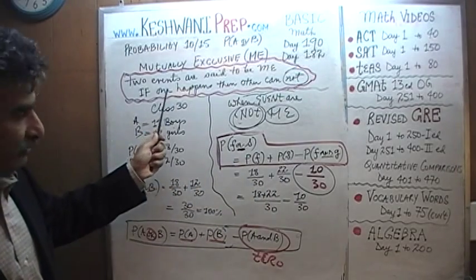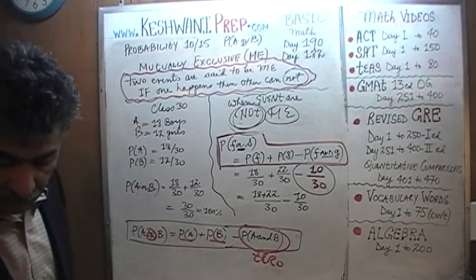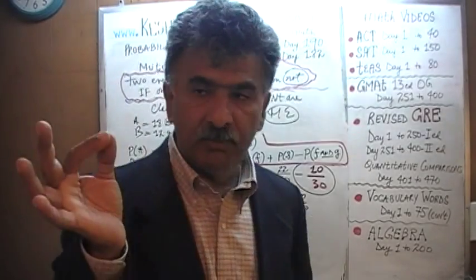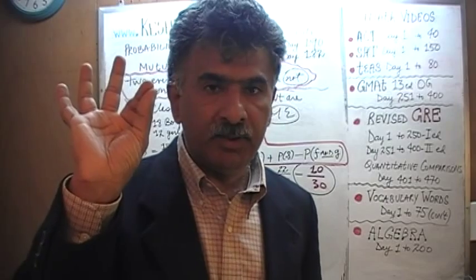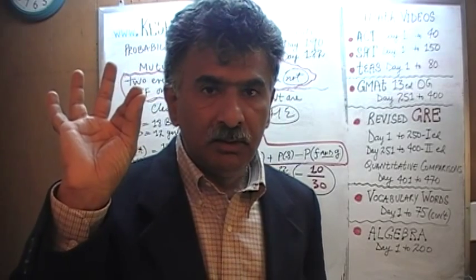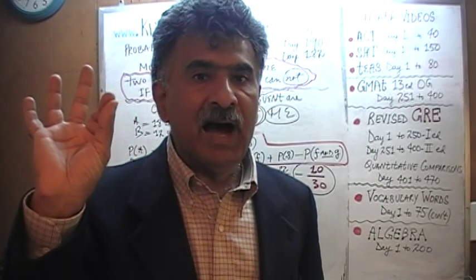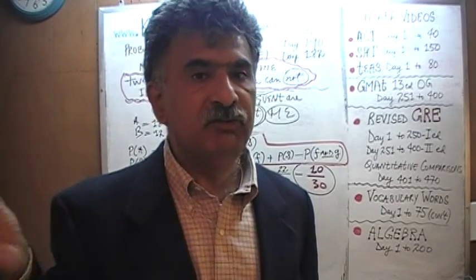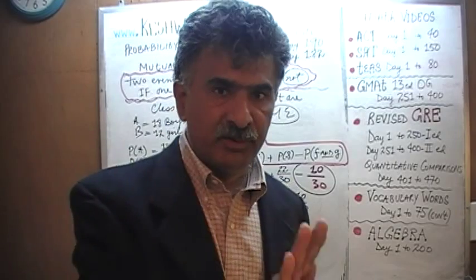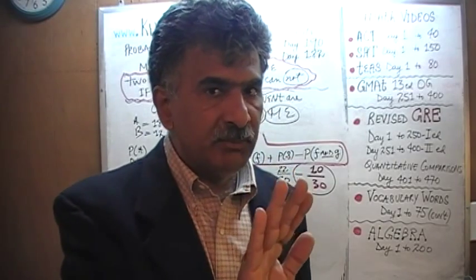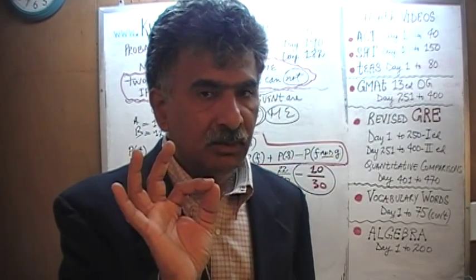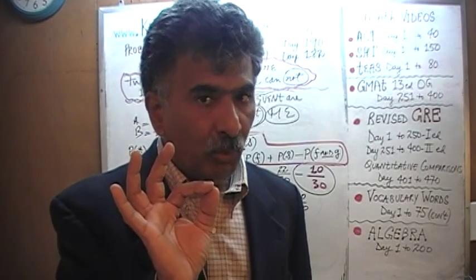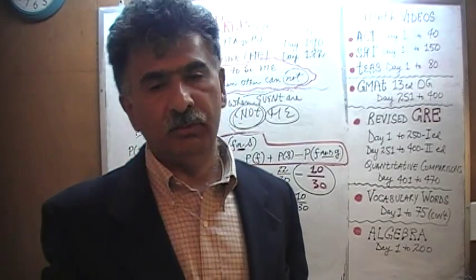mutually exclusive means if one happens, the other one cannot happen. In other words, if you pick one person at random and you tell me that the person I picked happens to be a girl, then the odds that the person also happens to be a boy is zero. It rules out the other event. If you already tell me that the person you picked is a girl, then the odds that person also happens to be a boy is zero.